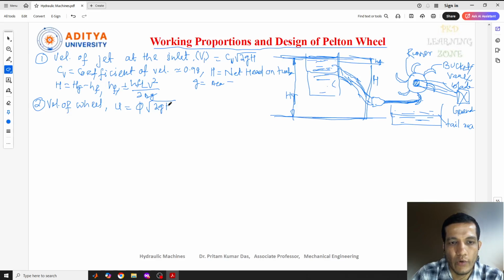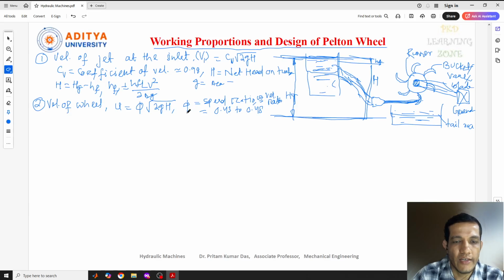Phi into root over 2gh. Here, phi equal to what? Phi is the speed ratio. This is called speed ratio, and the value of the speed ratio varies from 0.43 to 0.48. The speed ratio is also called the velocity ratio.